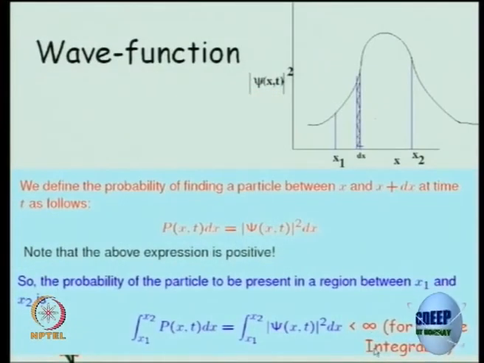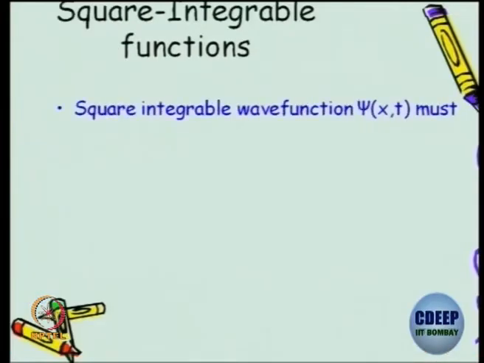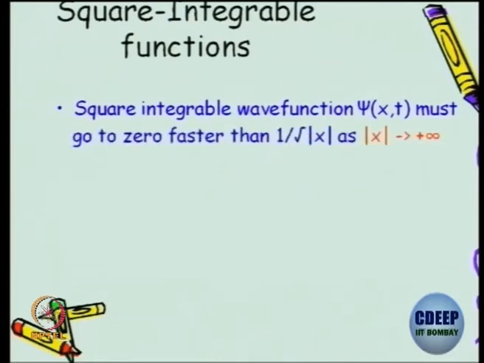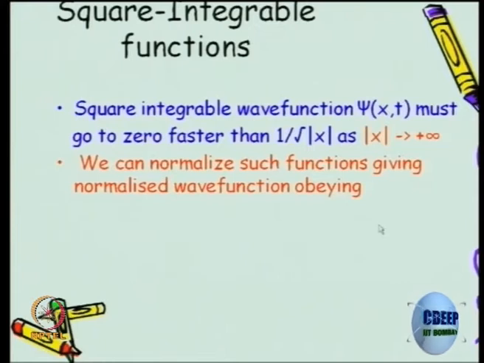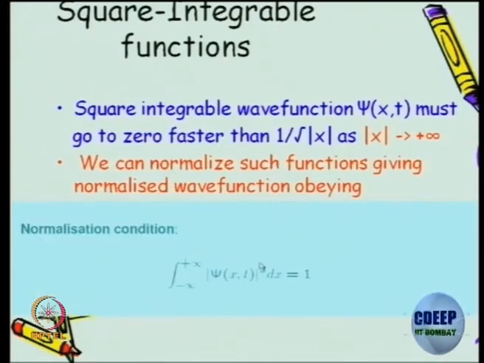So, this is one of the important requirements, which is called the square integrable condition. For the formal definition of square integrable functions, if you have psi of x,t, you have to make sure that it goes to 0 faster than 1 over root x as mod x tends to plus infinity. For such functions you can normalize them, and the normalization condition is that the integral of mod psi squared dx over the entire range, which depends on the situation, if you are looking at a region from minus infinity to plus infinity, has to be equal to plus 1.